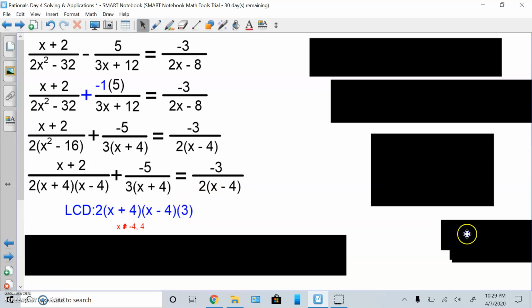Then we find our restrictions. This is our final denominator. 2 does not restrict, so that's the number. Here's x plus 4. Set that equals 0. Subtract 4, you get negative 4. So x can't be negative 4. This one, add 4 to both sides, so x can't be positive 4.